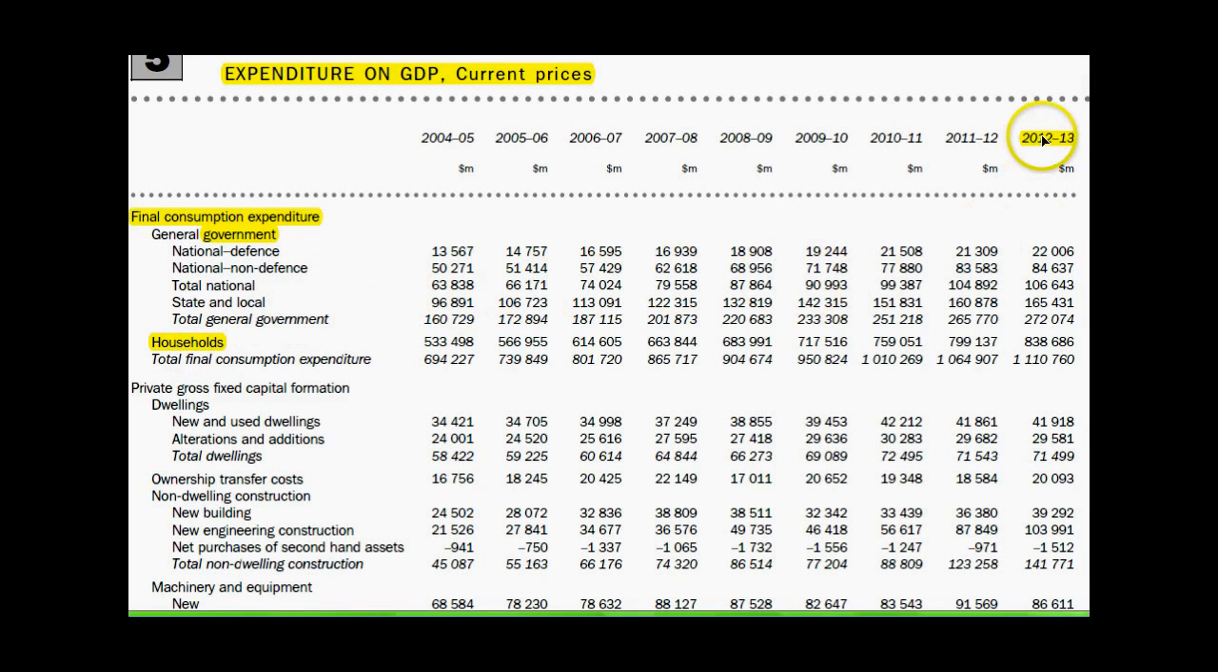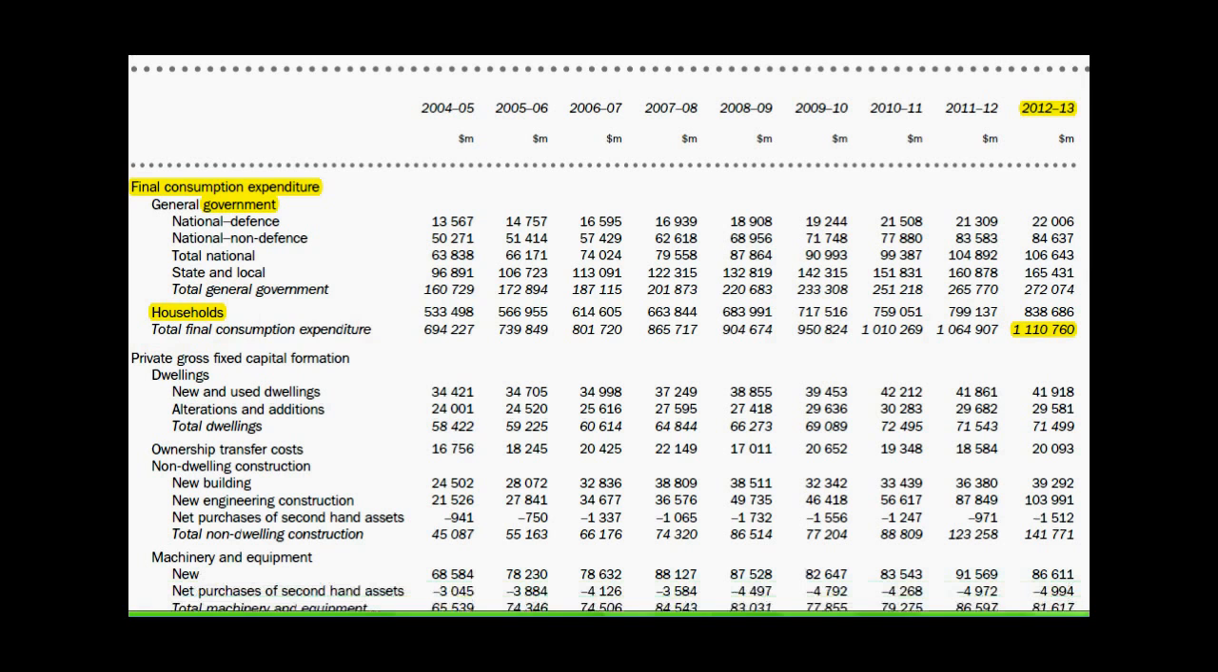And as we look down there, we can see that it's huge. So this is millions. So that's 1,100,000, 110,000 million, or in other words, $1.1 trillion in total consumption expenditure.